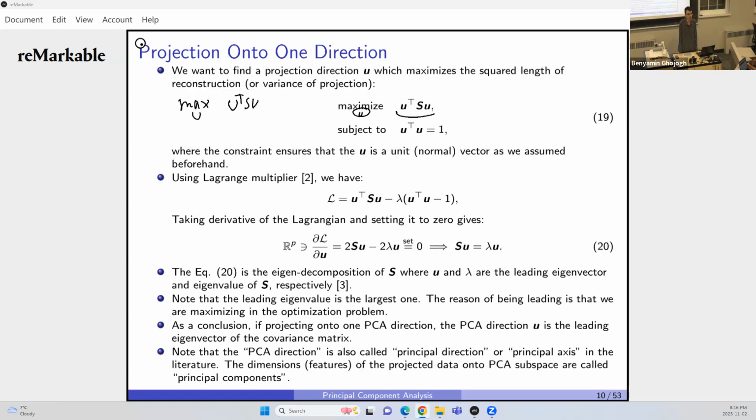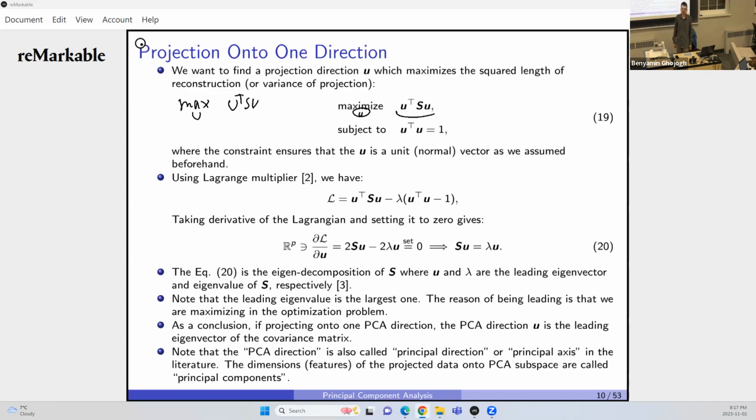Which U maximizes U transpose SU? Assume a matrix of all elements 10 becomes big. What about a matrix of all elements 100? It becomes bigger. What about a matrix of all elements 1000? It becomes bigger. So the solution is the matrix of infinity, all elements infinite. So U becomes infinite. So it's an ill-posed optimization problem.